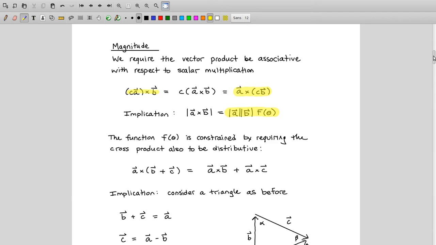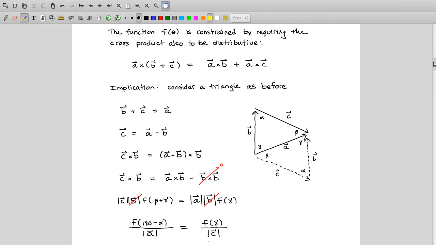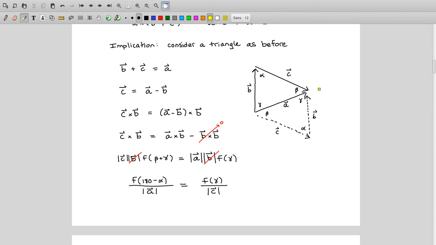So now we can think about this unknown function f of theta, and it is likewise constrained if we require the cross product to be distributive. It's not commutative, but we'd like it to be distributive such that a cross b plus c is the same as a cross b plus a cross c. So now we're going to draw a triangle like we did last time. We're going to add up two vectors b and c to equal a vector a, which allows us to write c equals a minus b, like we did before. Here we're going to also sketch a translation of c from here down to here, and a translation of b from here down to here. This will just help us when we're taking different kinds of cross products.